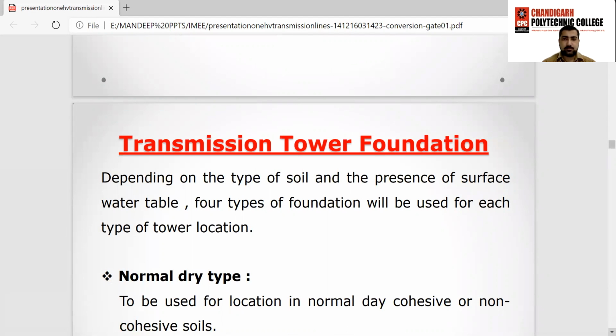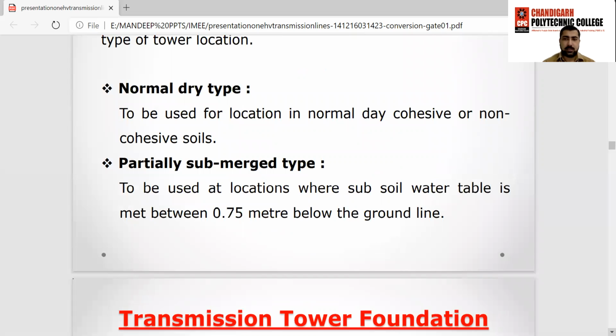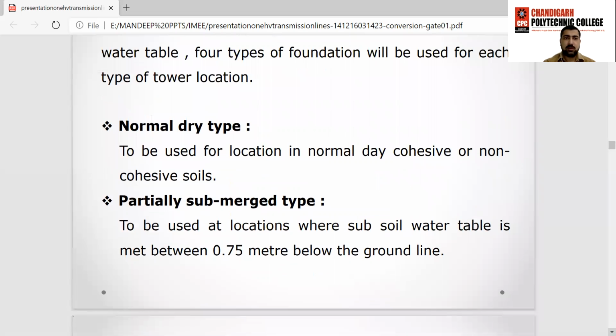Depending on the type of soil and the presence of the surface water table, four types of foundation will be used for each type of tower location. The first one is the normal dry type. It is to be used for locations in normal dry cohesive or non-cohesive soils. The second is the partially submerged type. It is to be used at locations where the subsoil water table is met at 0.75 meter below the ground line.